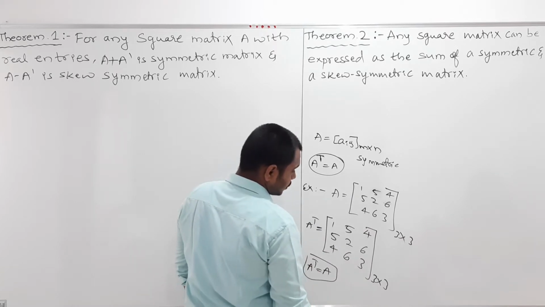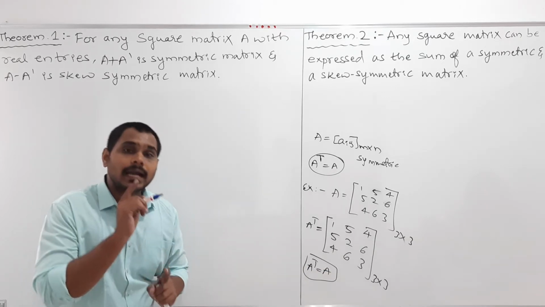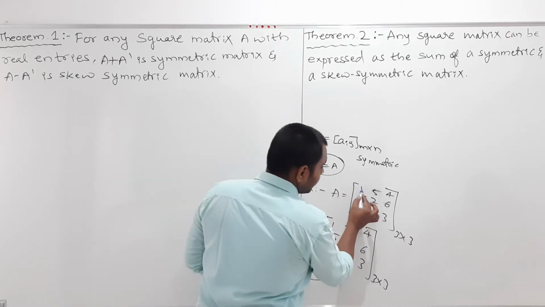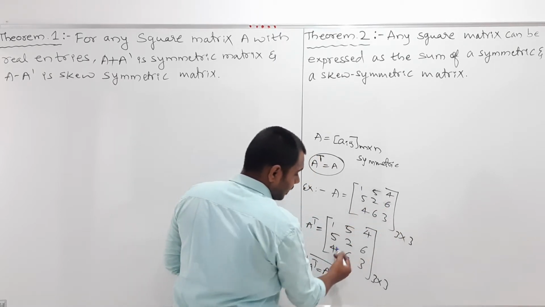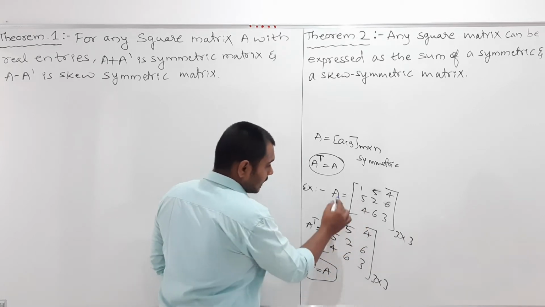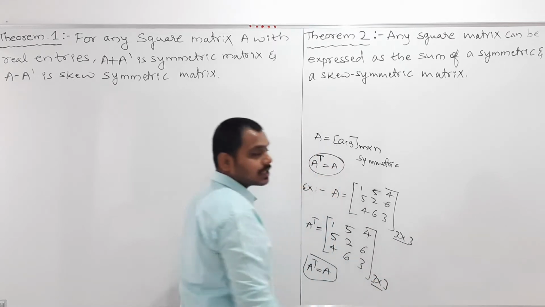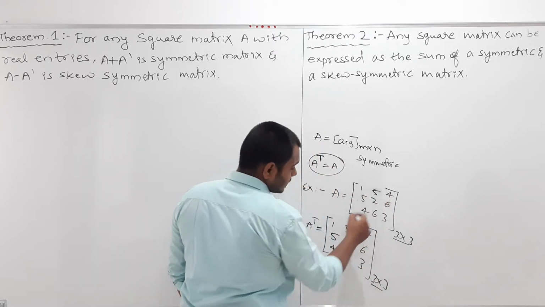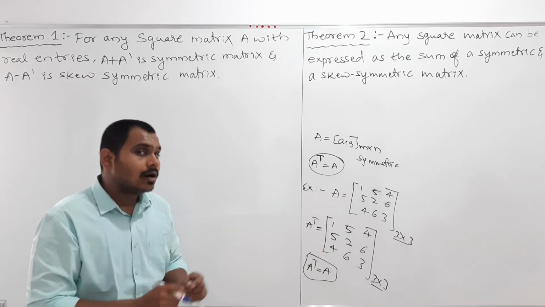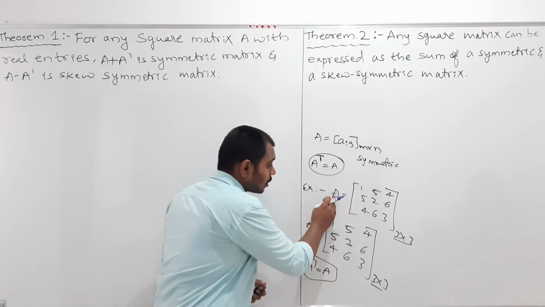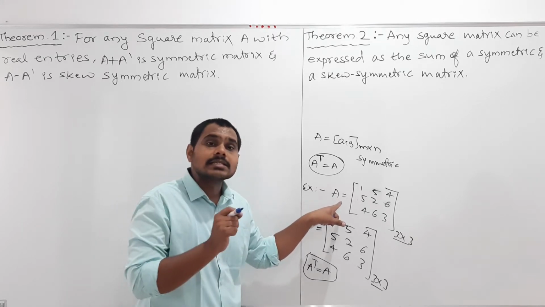Clear? So these two matrices are of the same order, and the elements are also the same: 1, 5, 4; 5, 2, 6; 4, 6, 3. Since the matrix A and the matrix A transpose have the same order and the same elements, we can say that these two matrices are equal. So now my intention is to understand whether the given matrix A is symmetric or not.